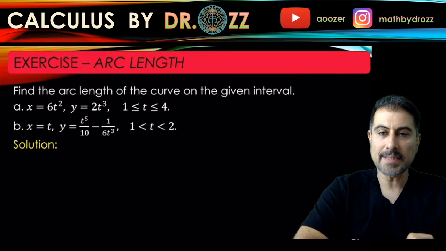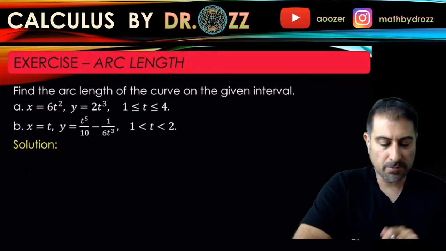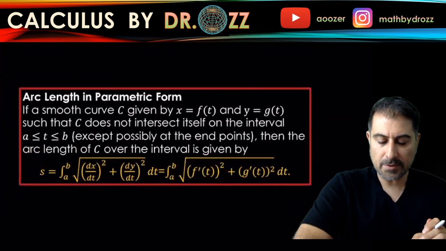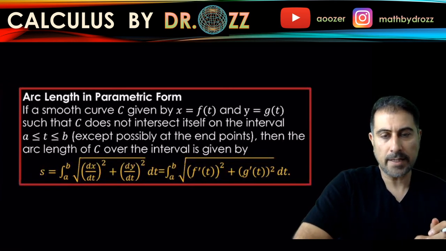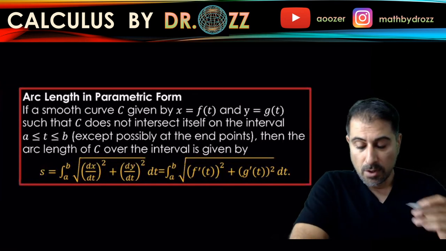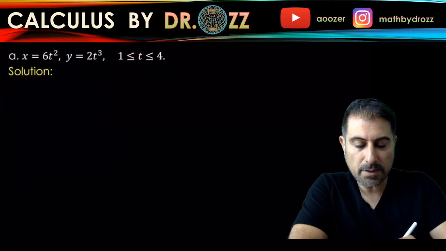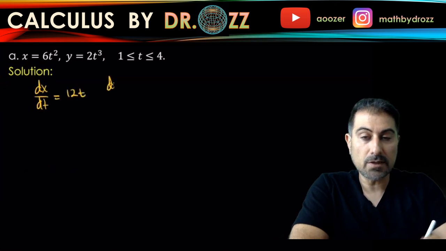We have x equals 6t squared, y equals 2t cubed, and t ranges from 1 to 4. Let's go back to the formulation just to refresh our minds: the arc length formula requires us to find dx over dt and dy over dt, and that's what we're going to do. a and b are the lower limit and upper limit of the t values. In this case, it's going to be 1 and 4. So dx over dt is 12t, and dy over dt equals 6t squared.